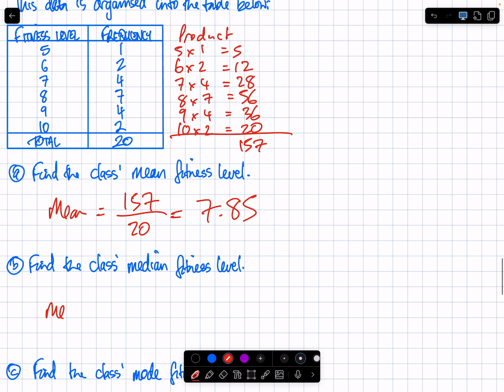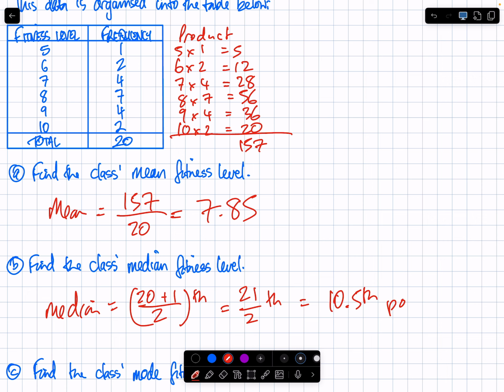Median. Hopefully you got the note down. What was my formula for the median? It was n plus 1 over 2th. What was the n? What's the n here? How many numbers are in my table of data? 20. So it's 20 plus 1 over 2th position. 21 over 2th position. What is half of 21? 10.5. So the 10.5th position is the median.